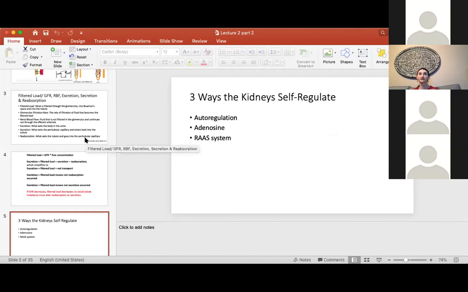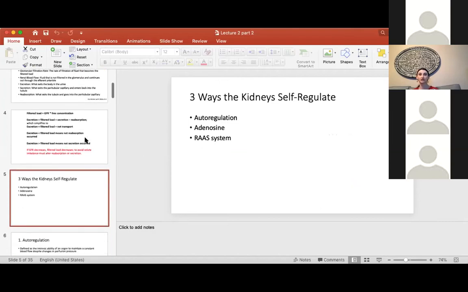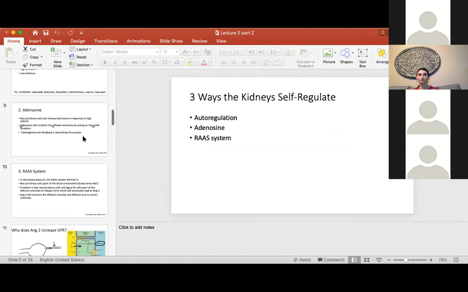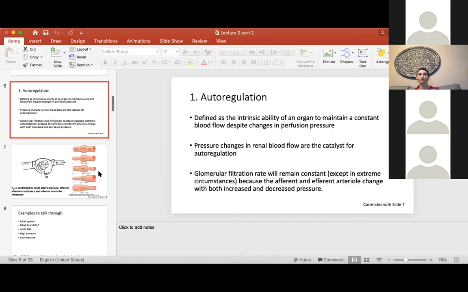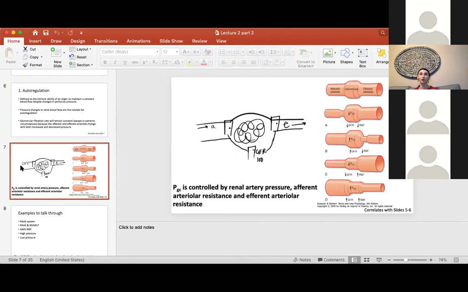The kidneys self-regulate 3 ways: autoregulation, adenosine, and the RAS system. Autoregulation is the ability to maintain a constant blood flow. There are pressure changes in the blood flow to help with this autoregulation, and the GFR remains constant. So a way of knowing this stuff, this is what somebody taught me last year.